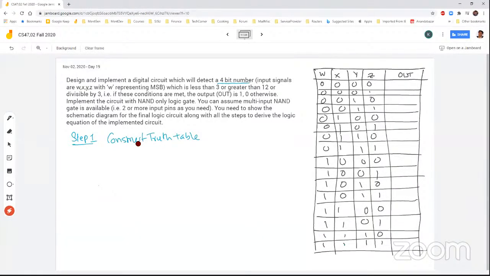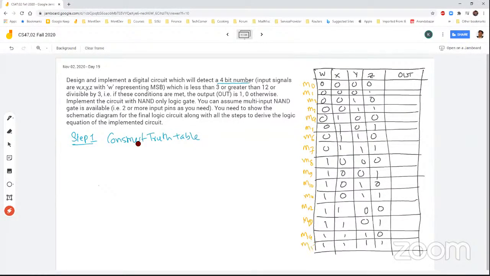And also let's note down their minterms. It will help us in constructing the output as well. So M0, M1, M2, M3, M4, M5, M6, M7, M8, M9, M10, M11, M12, M13, M14, and M15.